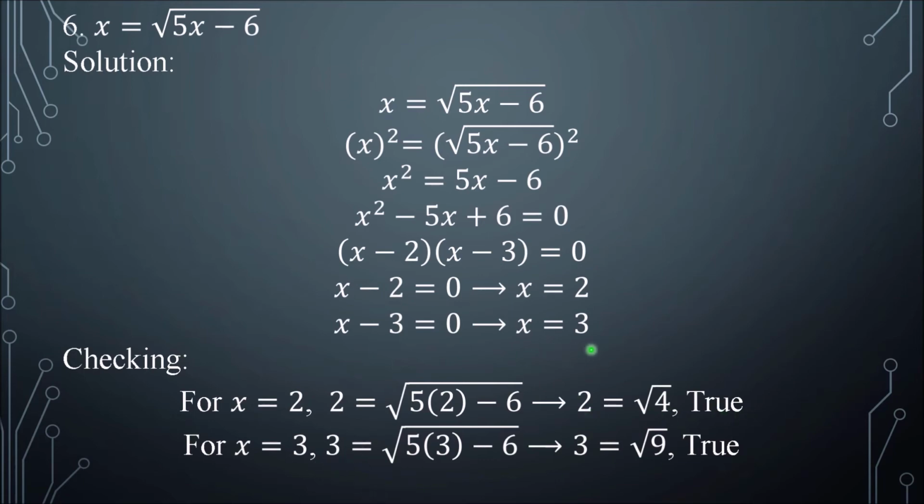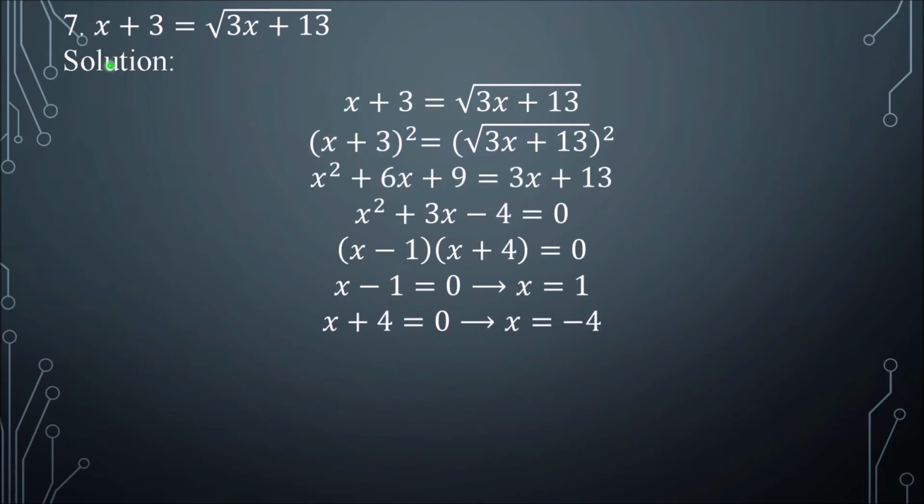For x is equal to 3, 3 is equal to square root of 5 times 3 minus 6. 5 times 3 is 15 minus 6 is 9. Square root of 9 is 3, which is also true. Therefore, x is equal to 2 and x is equal to 3 are correct.